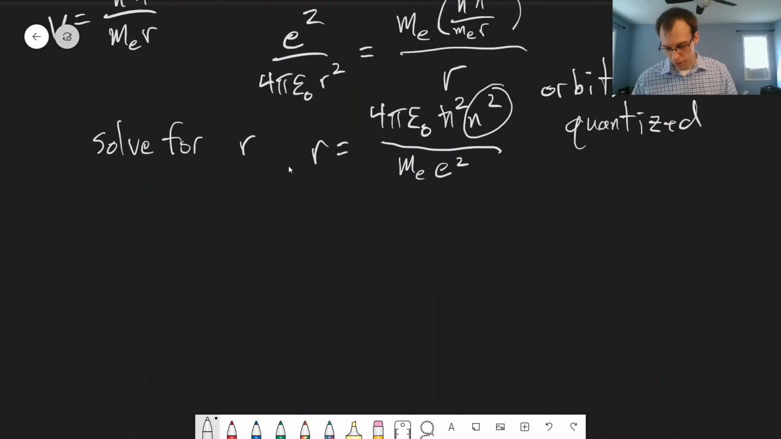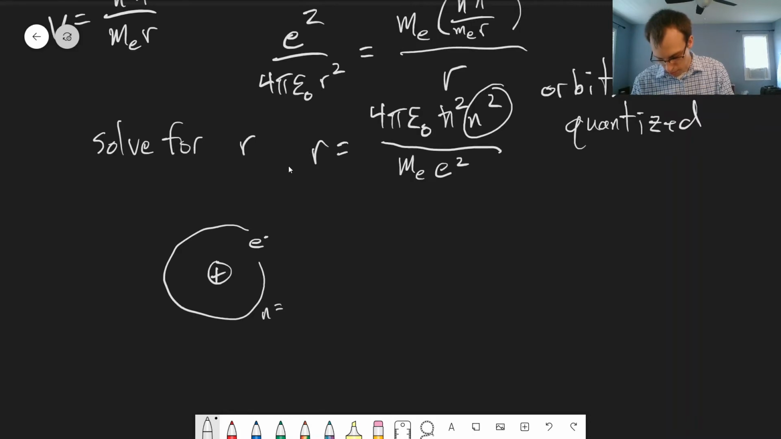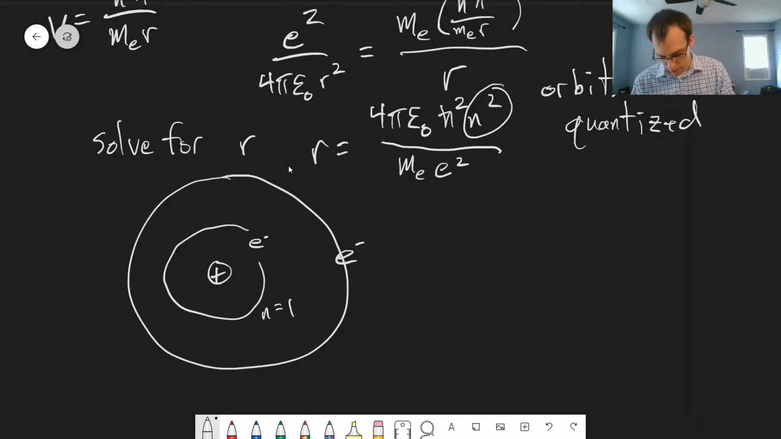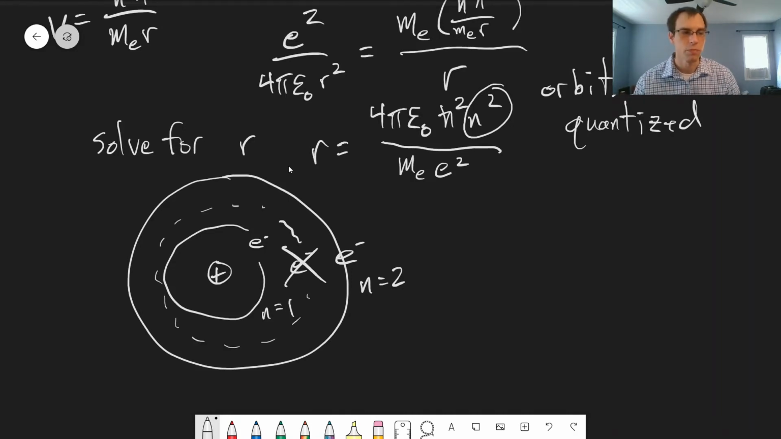And so if we draw a picture of that, we can say, have our electron, this would be represented by n equals 1. And maybe you've seen this picture before, n equals 2. But the electron can't be in some orbit in between these distances.